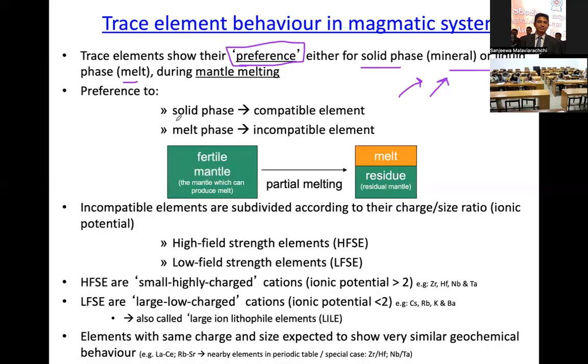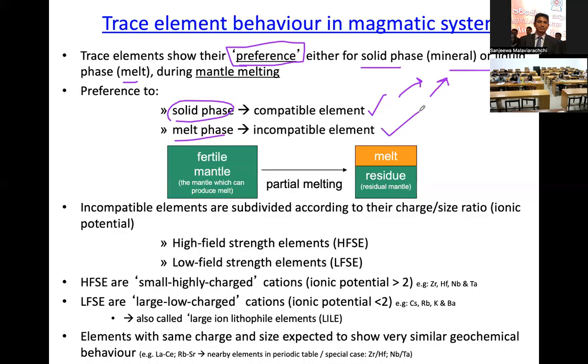If some elements like solid phases much, then we call that element a compatible element. If some elements like melt phases rather than solid phases, we call it an incompatible element, right? So compatible and incompatible elements means based on their preference to be incorporated into which phase, whether melt phase or solid phase.